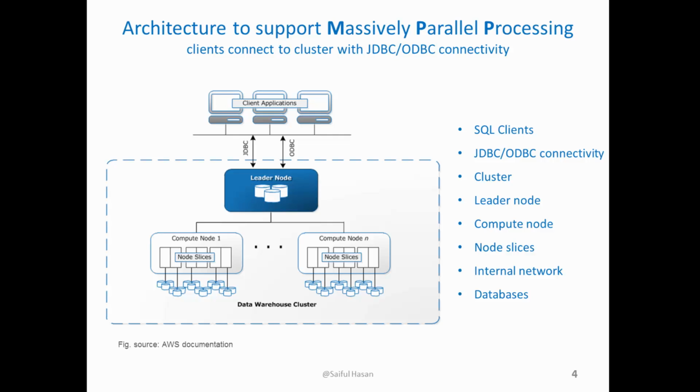The Redshift architecture supports massively parallel processing for faster query processing. At the heart of it is a cluster made up of a vast array of computing nodes. These computing nodes are in turn connected to a leader node. The external SQL clients connect to this leader node only through JDBC and ODBC drivers. They have no direct connection to the compute nodes. The compute nodes are made up of multi-core processors. Each core is known as a node slice. The nodes are connected to a high-speed internal network using their own custom protocol. And the databases reside in these compute nodes.